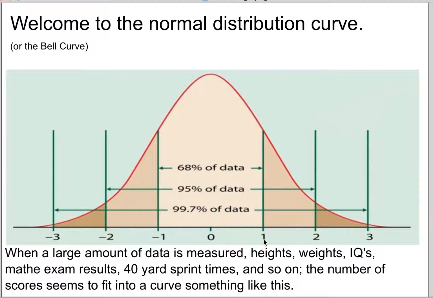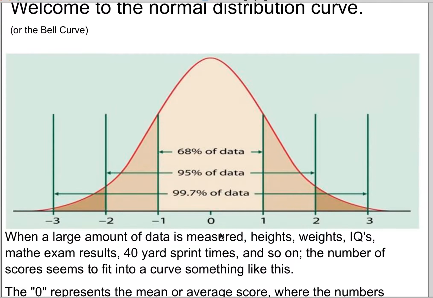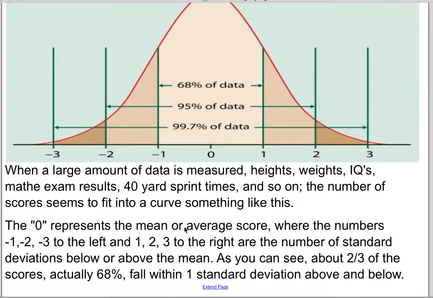These numbers refer to how many standard deviations away from the mean this happens. At 2 standard deviations, you don't have many people who are that tall, or many people who are that short. And at 3 standard deviations, you're down to only a few. So the 0 represents the mean or average, and the numbers to the left and to the right are standard deviations. 68% of the time, roughly 2/3 of the scores, you're going to get in here.